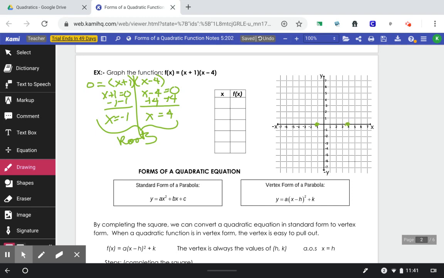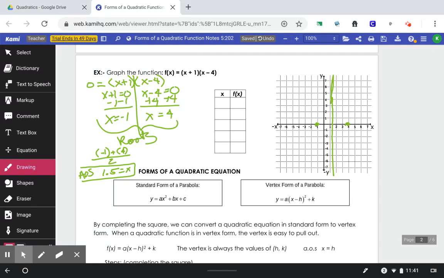Okay, I can also find my axis of symmetry again by finding the average of the roots. So I'm going to think -1 plus 4 divided by 2. So I'm going to get 3 divided by 2. I get 1.5. And remember, that's my axis of symmetry. So 1.5 is going to be right here. So this is that axis of symmetry that's going to divide my graph down the middle.